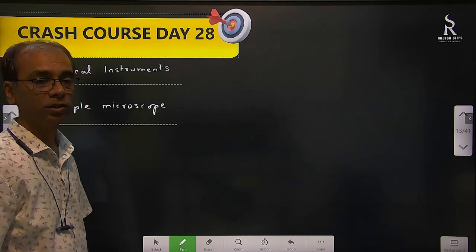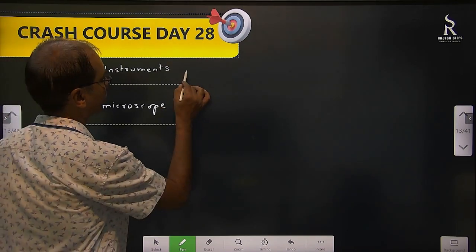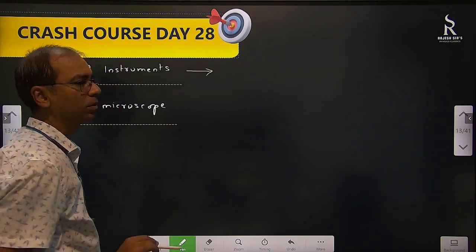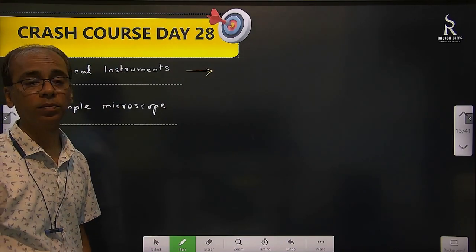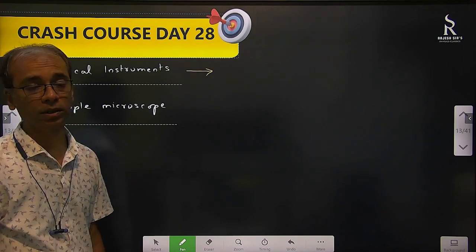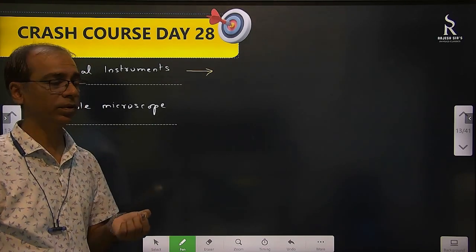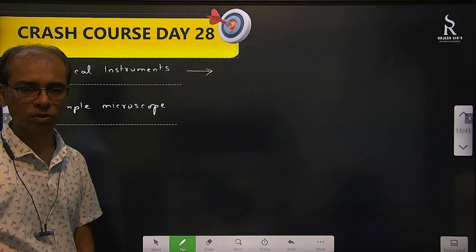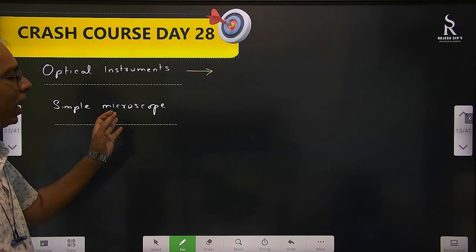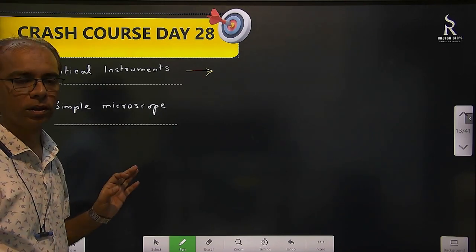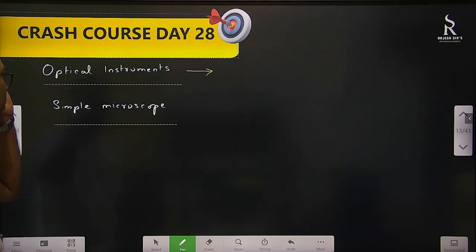Now optical instruments. Why do we use optical instruments? If we want to see something which is very far away, which is not visible with our eyes, we take help of a telescope. And if there are very tiny things in front of us that we cannot see properly, we use a microscope for that. So they are going to aid us in viewing and analyzing.